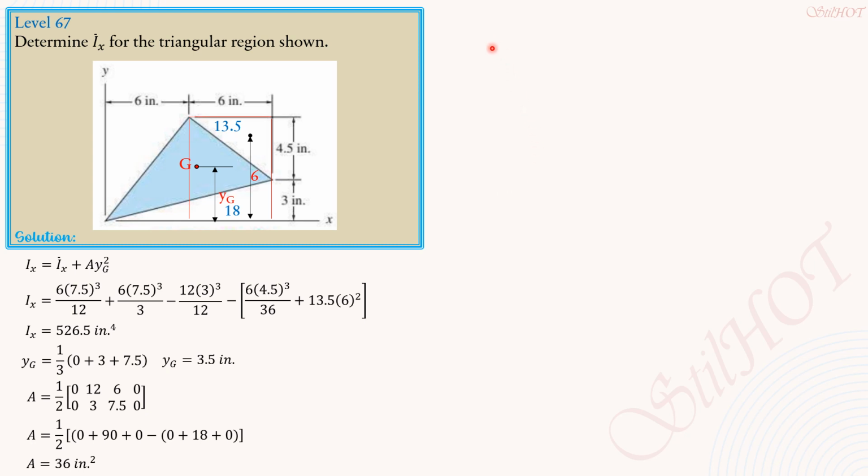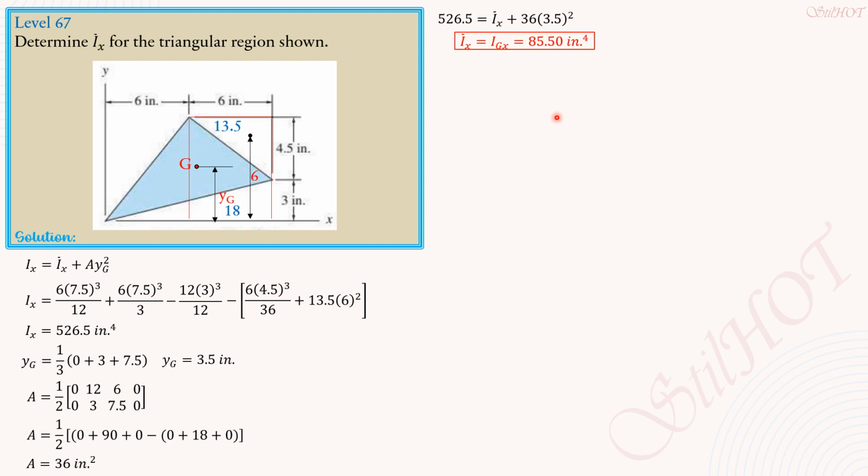So next, we apply the transfer formula. Ix is 526.5 equals I bar x plus this equation, with area 36 and YG 3.5 squared. So I bar x, IGX, equals 85.5 inches to the fourth.